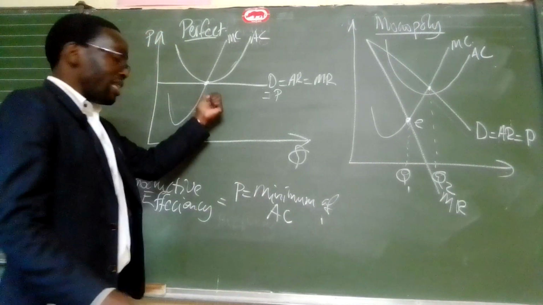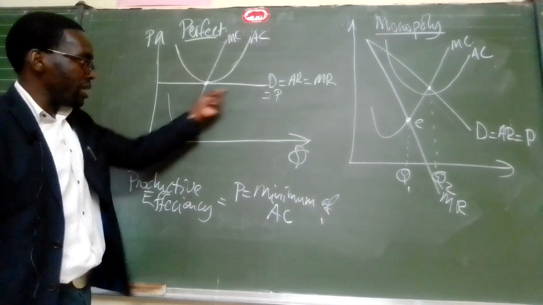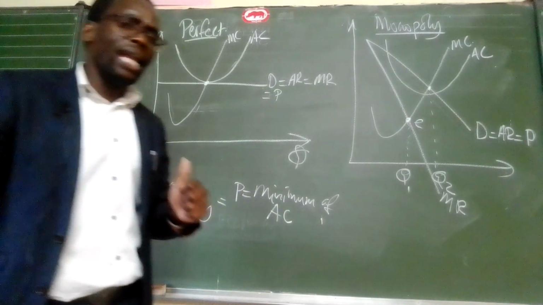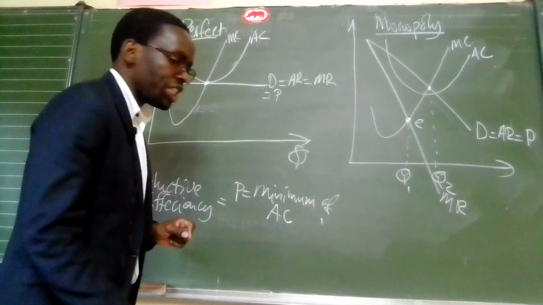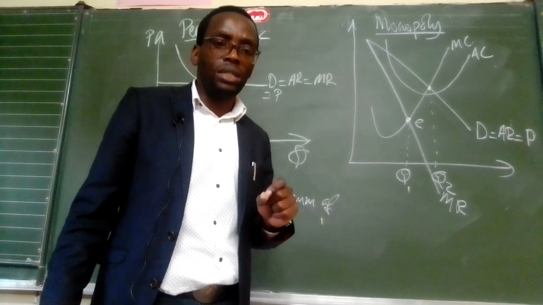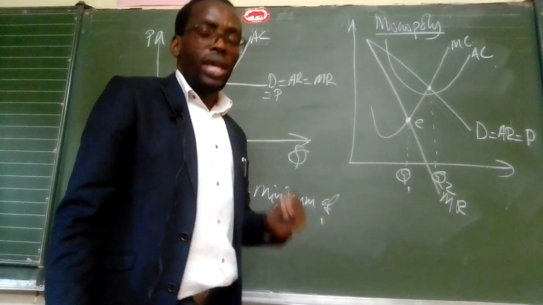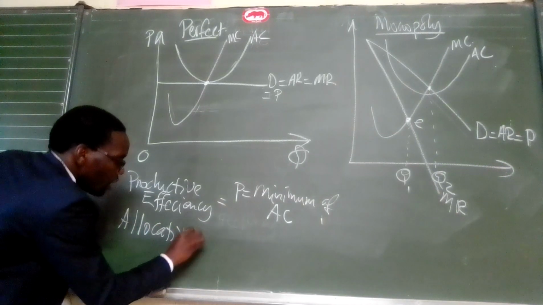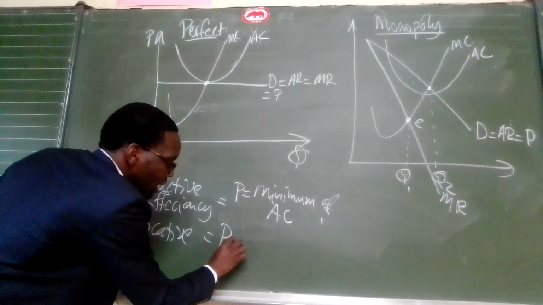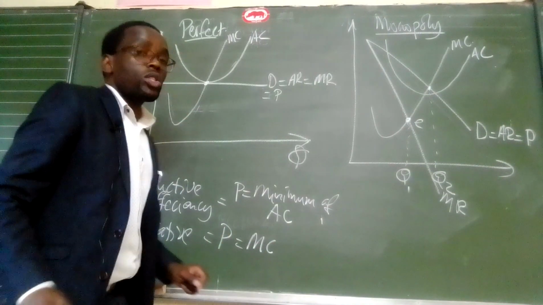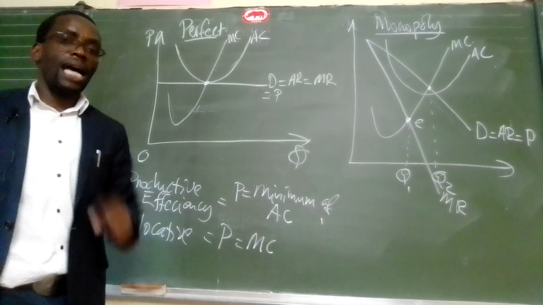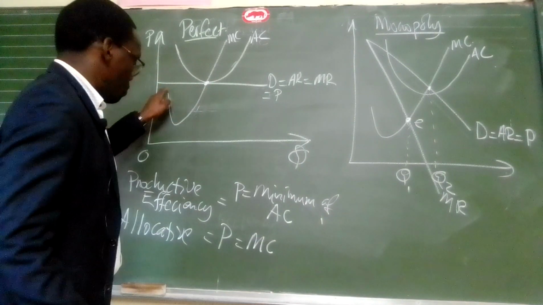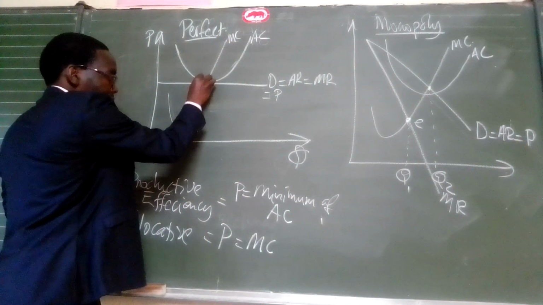Whilst here, there is productive efficiency because we have AC being equal to price at this point. Okay? Right. Then we also ask ourselves, where is allocative efficiency? Now, allocative efficiency is achieved at a point at which price is equal to MC. So the point at which price is equal to MC, that's allocative efficiency. And for a perfect market firm, we are saying price is equal to MC at this point here. It's the same point again.